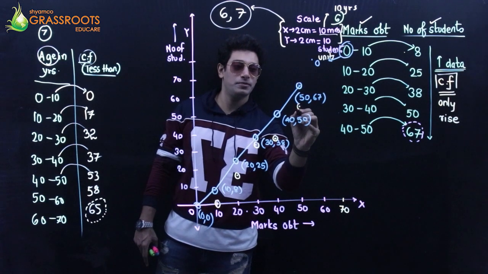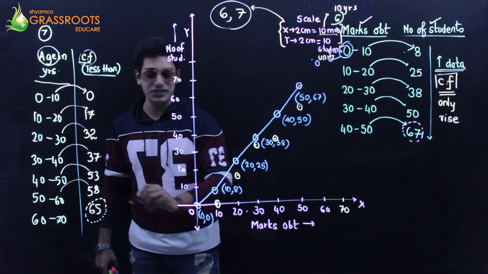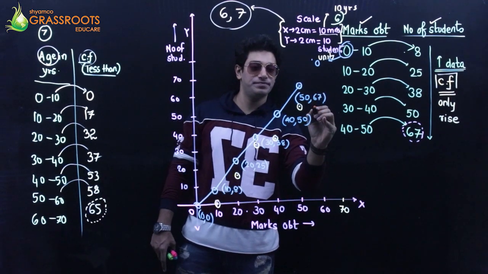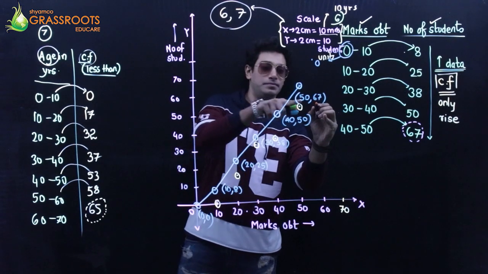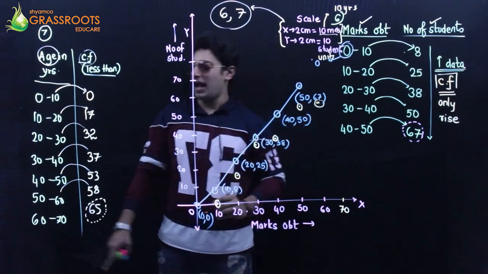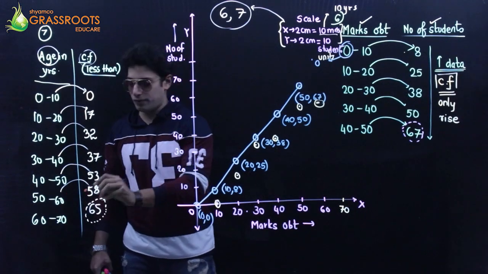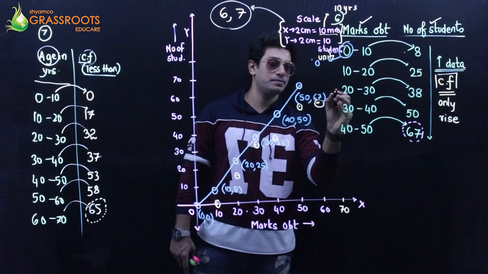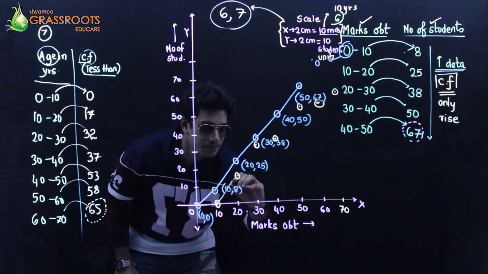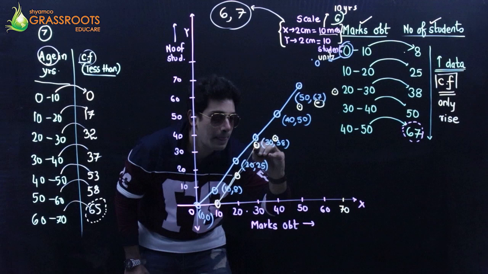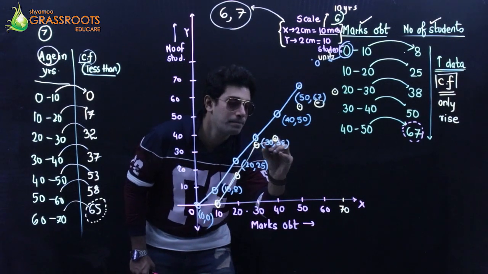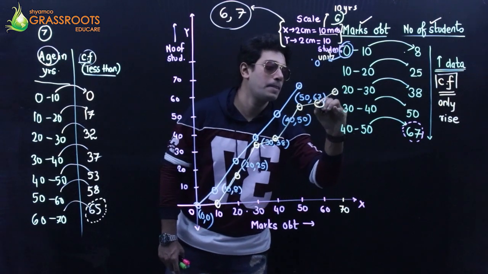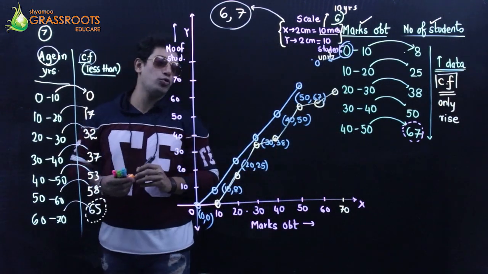And that's somewhere out here. With 60, we have 58 as a plot. And with 60, it's done. With 70, we have 65. So you plot this. Alright, so this is going to be my ogive.